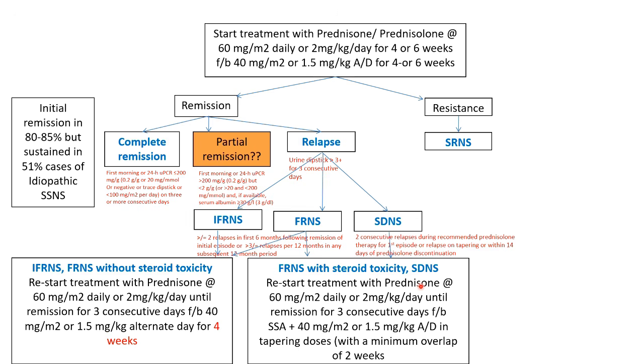Talking about resistance, if a patient has resistance, he is labeled as steroid resistant nephrotic syndrome. This is defined as lack of complete remission within 4 weeks of therapy with daily prednisone or prednisolone at standard dose. Now here I would like to mention another thing.